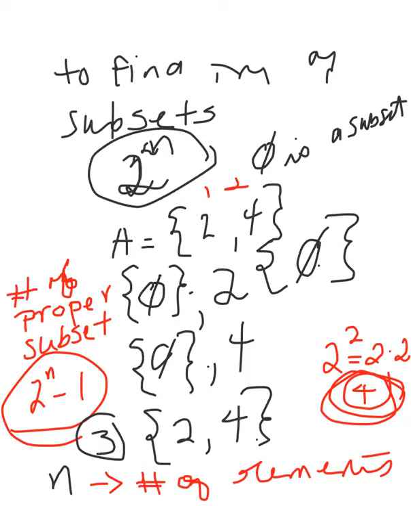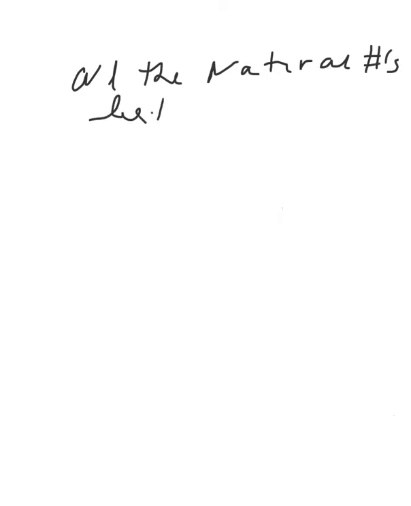Now, that was a whole lot, okay? So let me quickly do an example for you. All the natural numbers between 6 and 12, with 12 included.